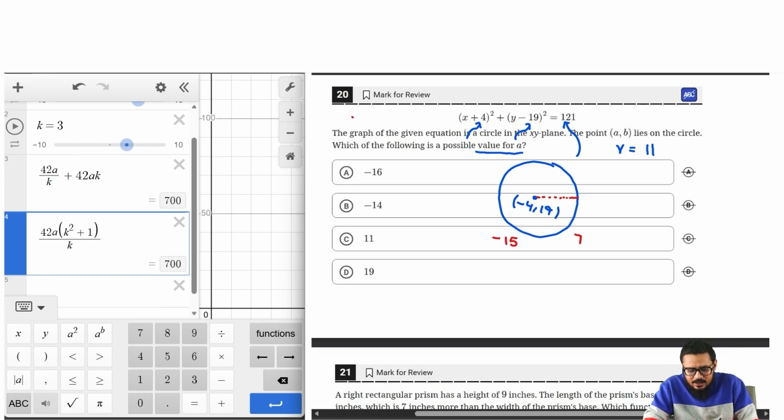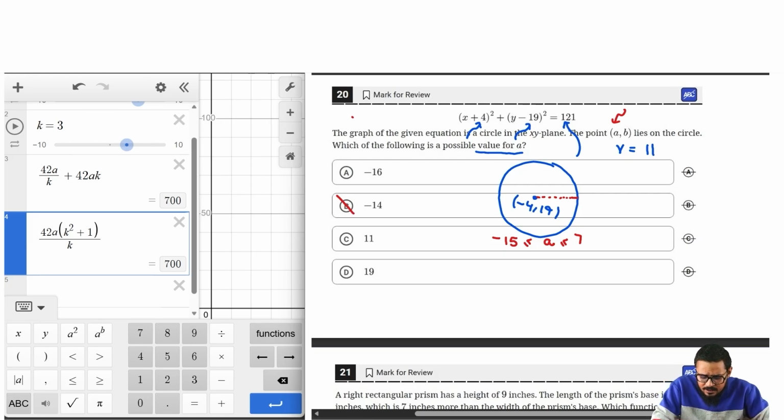So I can say that the value of x, which is labeled as a in this question, is actually somewhere between minus 15 to 7 inclusive. And the only answer option that actually lies in this range is minus 14. So I'm going to go with answer option B as my right choice.